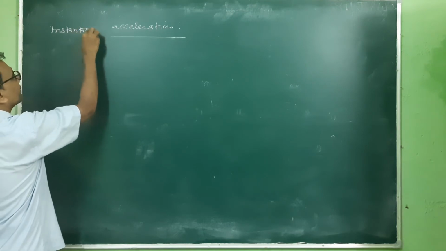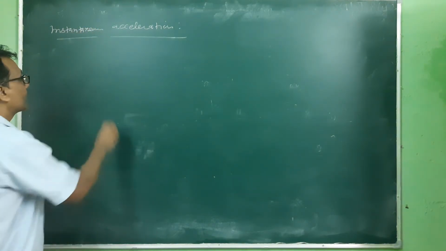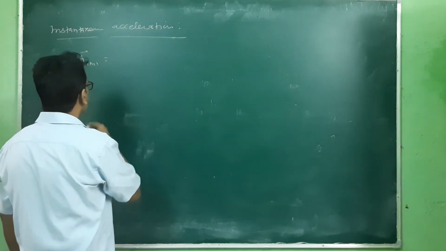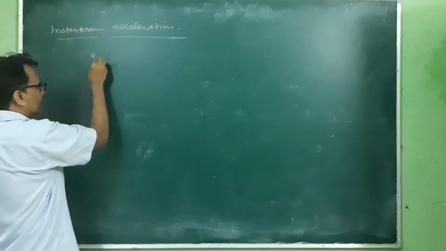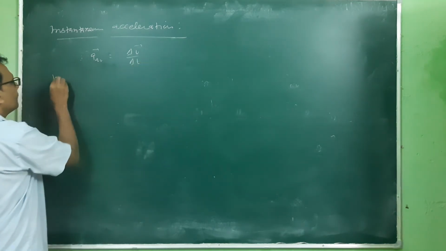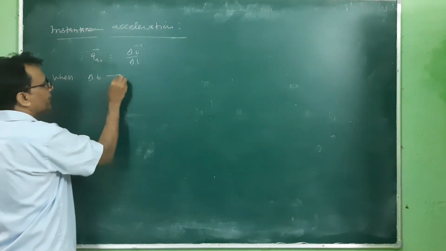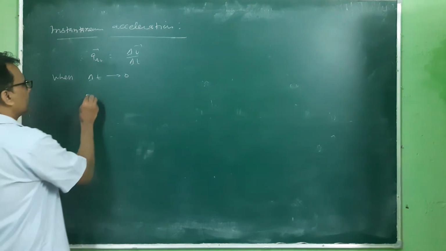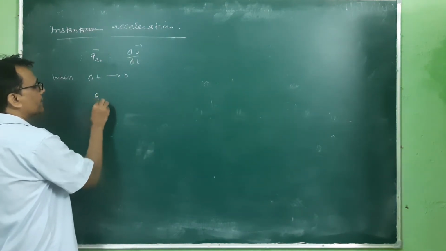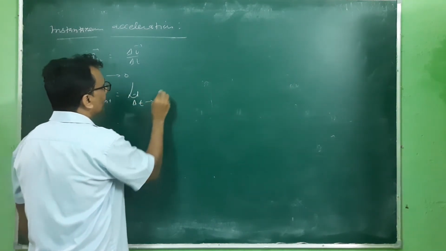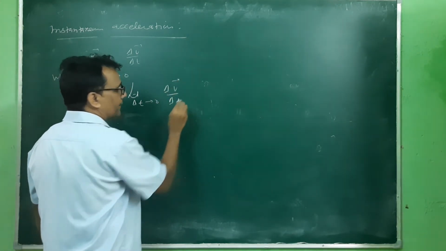Instantaneous acceleration. So what we will have is a instantaneous that is equal to, this should start from average, so a average, which is equal to delta v by delta t when we take this delta t tends to 0. Frequently we are using the same term. So when this delta t tends to 0, then this is converted into the form of instantaneous acceleration.